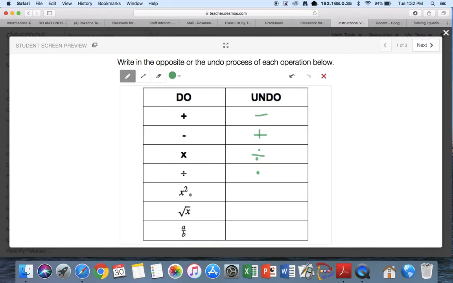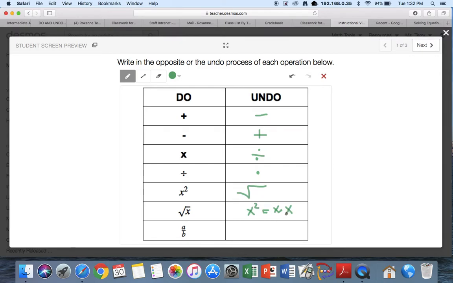What is the opposite of a square? That is a square root. So when you take the opposite of a square, you get a square root. Same thing with the square root: the opposite is taking the square of it. Remember, this is the same thing as whatever number it is times itself, so x times x is what x squared is.